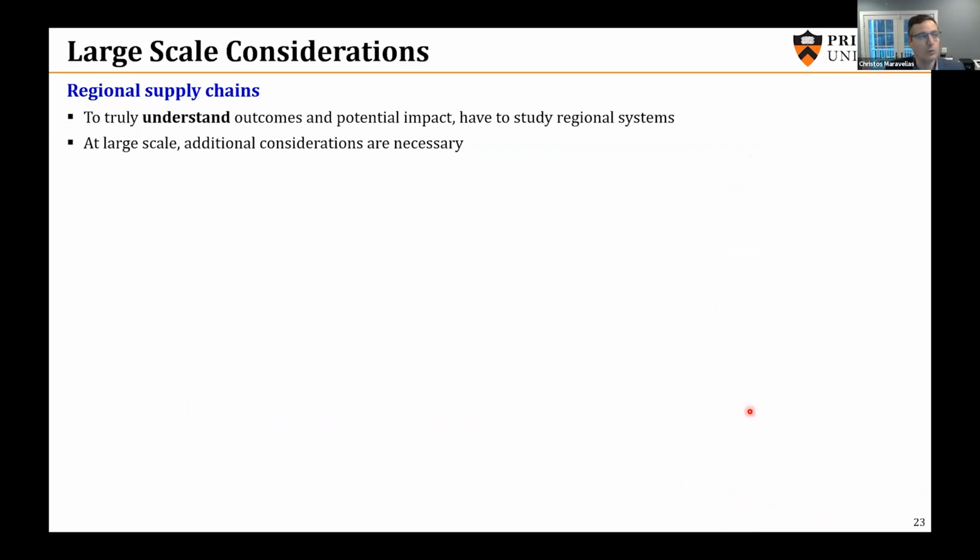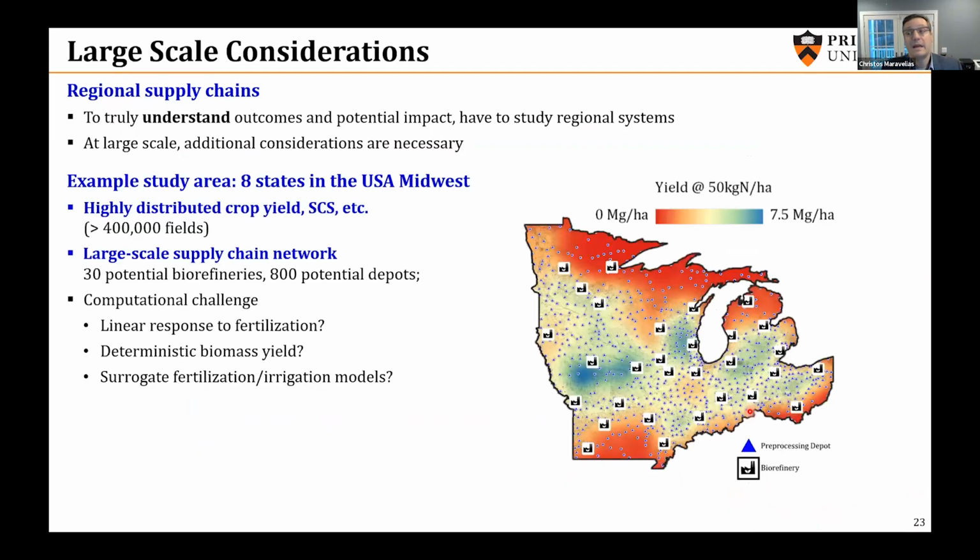Two slides and then I'll go to the conclusion. What I have shown is at a state level. We have to do that at a regional scale. If we really want to understand the systems and answer the question, are these systems beneficial environmentally, we would have to solve the same system at a much, much bigger scale, which brings lots of computational challenges.